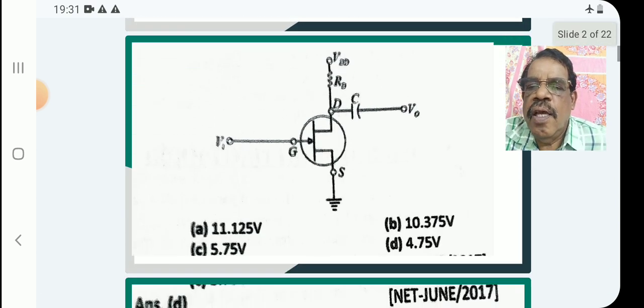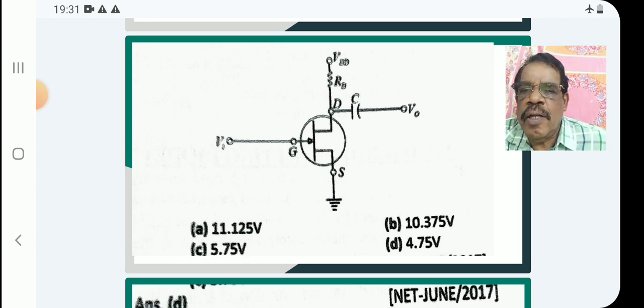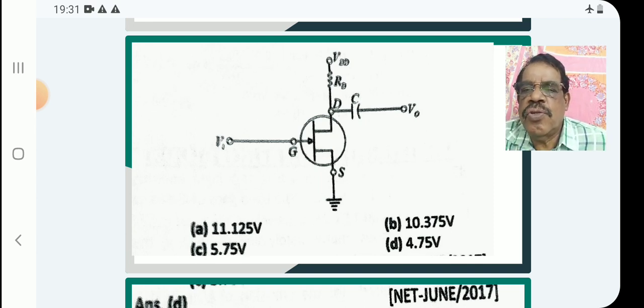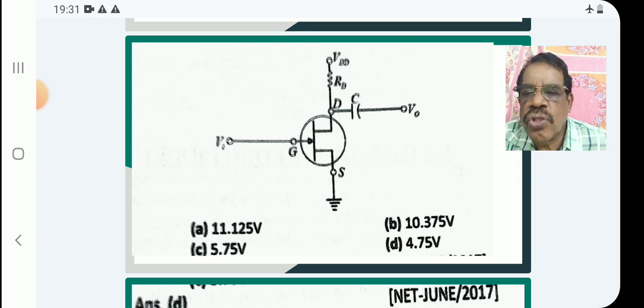This is the FET symbol. You know, the FET symbol is like a transistor symbol, but the lines of source and drain are marked perpendicular to the bar. One terminal is called gate, the top one is called drain, S is source, and these three terminals we can compare with those of a bipolar junction transistor.